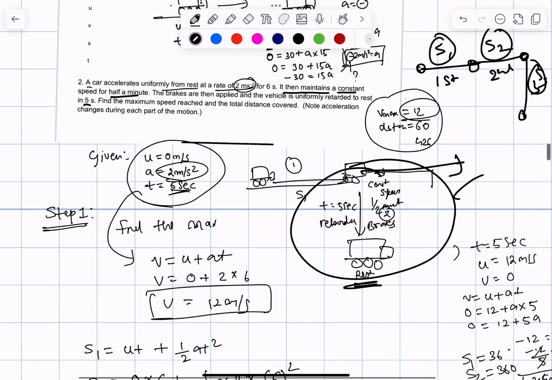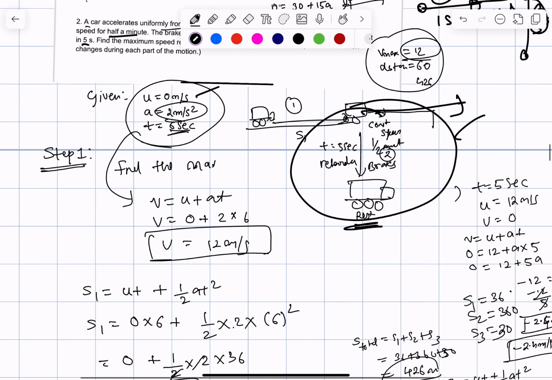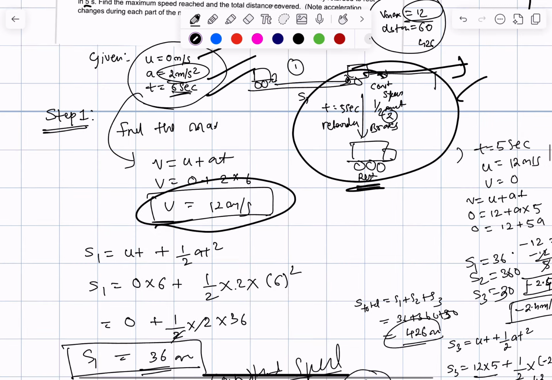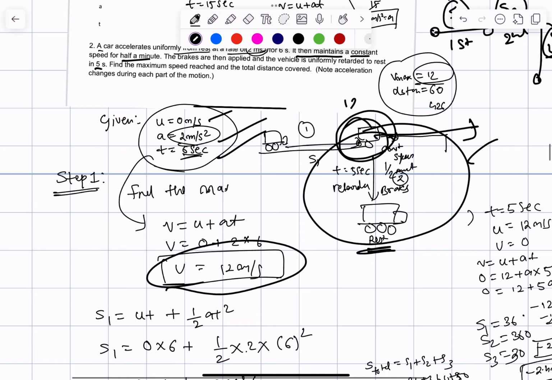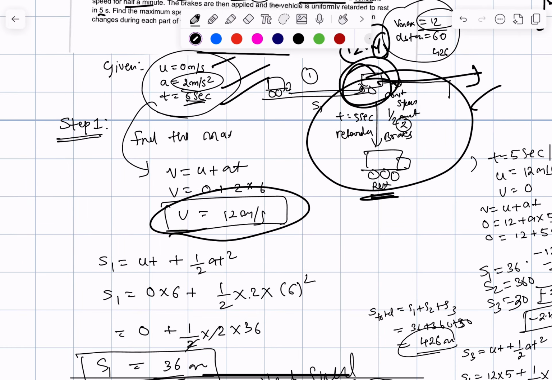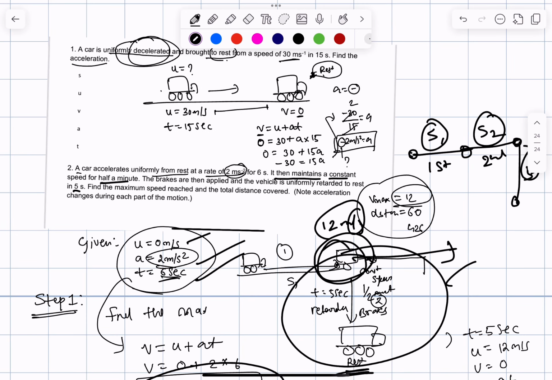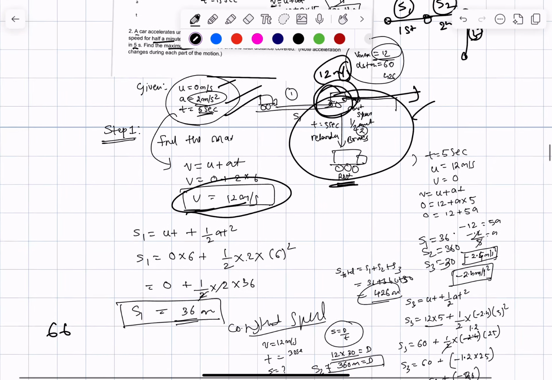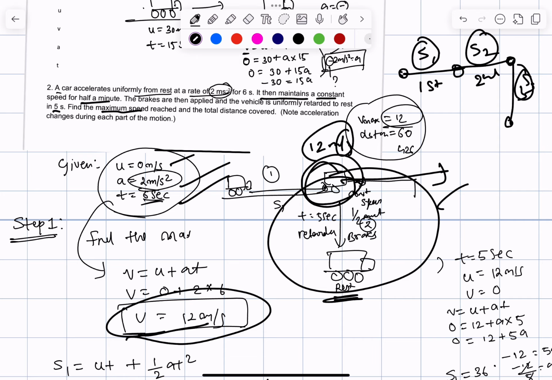So let's start with S1. In S1, they have given us that initial velocity is 0, acceleration is 2 meter per second square, and time is 6 seconds. So we calculate the V, and when the car reaches here, the velocity is 12 meter per second. So we know the maximum velocity is 12 meter per second, which we already calculated. They have also asked us the maximum speed.